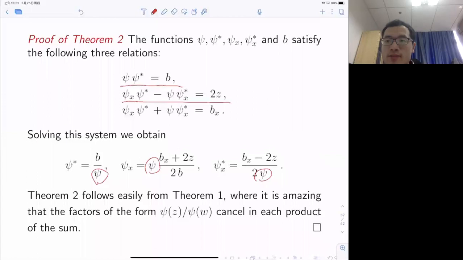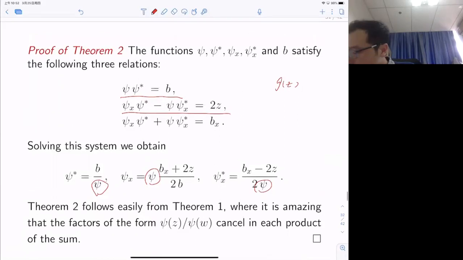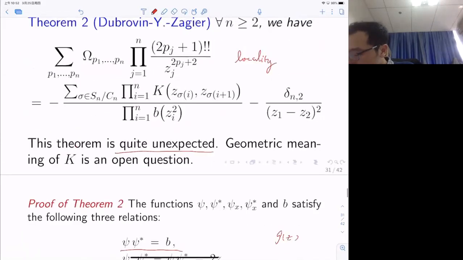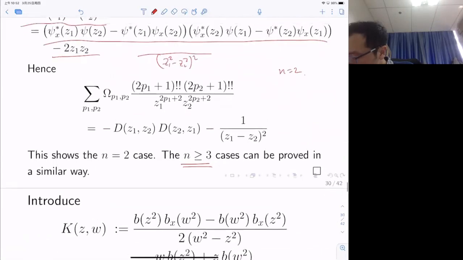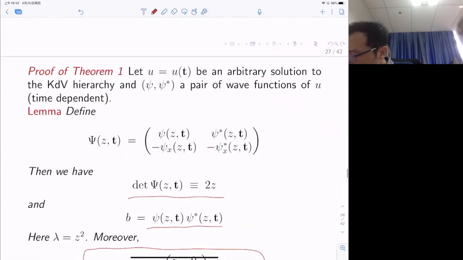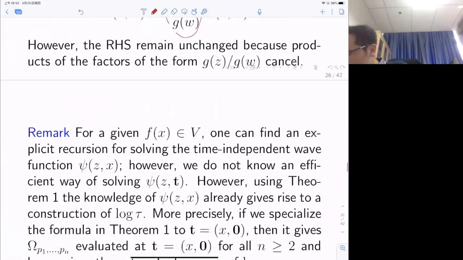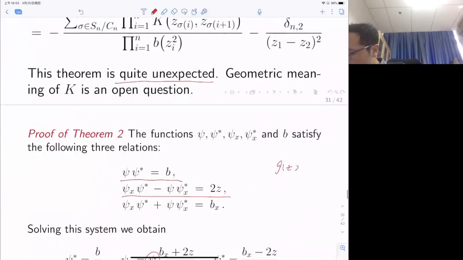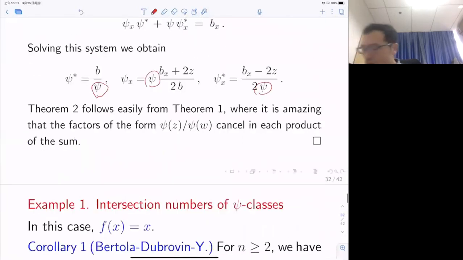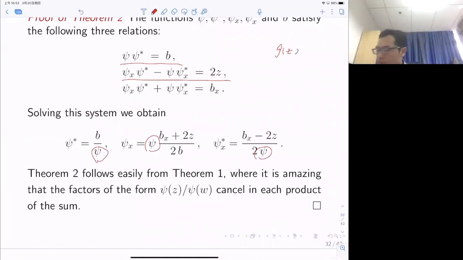However, again, as we explained about the freedom of this little g_Z, it is similar: in these products, all the psi, all the psi cancel. So you only get something purely local. Okay, so this finishes the proof of theorem 2.